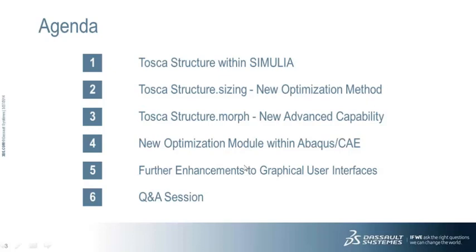So, some words about our agenda. We will start with a short introduction to Tosca Structure, now within Simulia, and afterwards we will introduce the new optimization method Tosca Structure Sizing, which is a brand new optimization module within Tosca. Afterwards, the second new advanced capability, which is called Tosca Structure Morph. And then we will focus on the new optimization module within Abaqus CAE, offering all the Abaqus customers a brand new optimization authoring interface within Abaqus CAE. And we will spend some time on further enhancements on graphical user interfaces. And in the end, as Gregor already mentioned, we'll have a Q&A session.